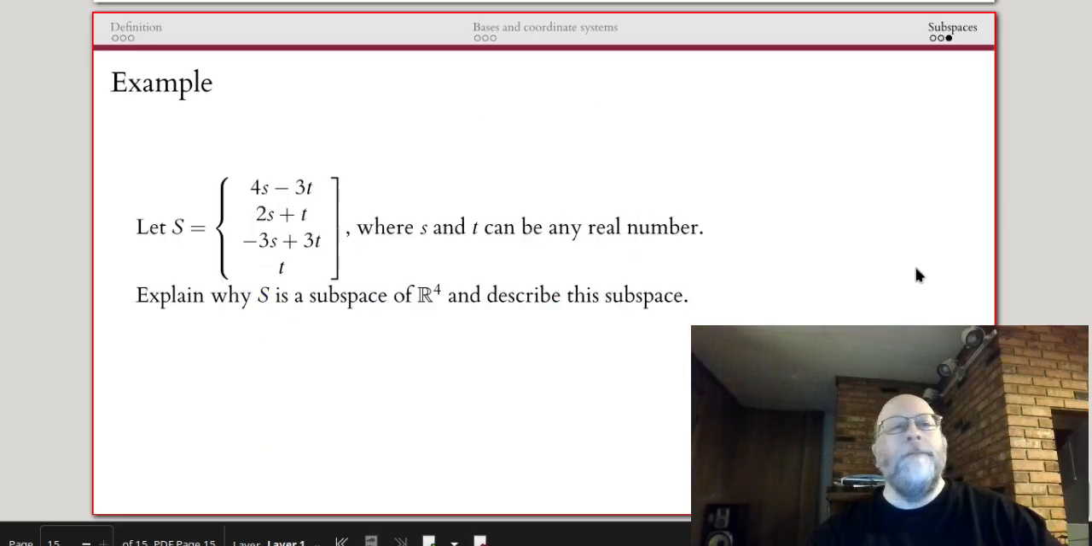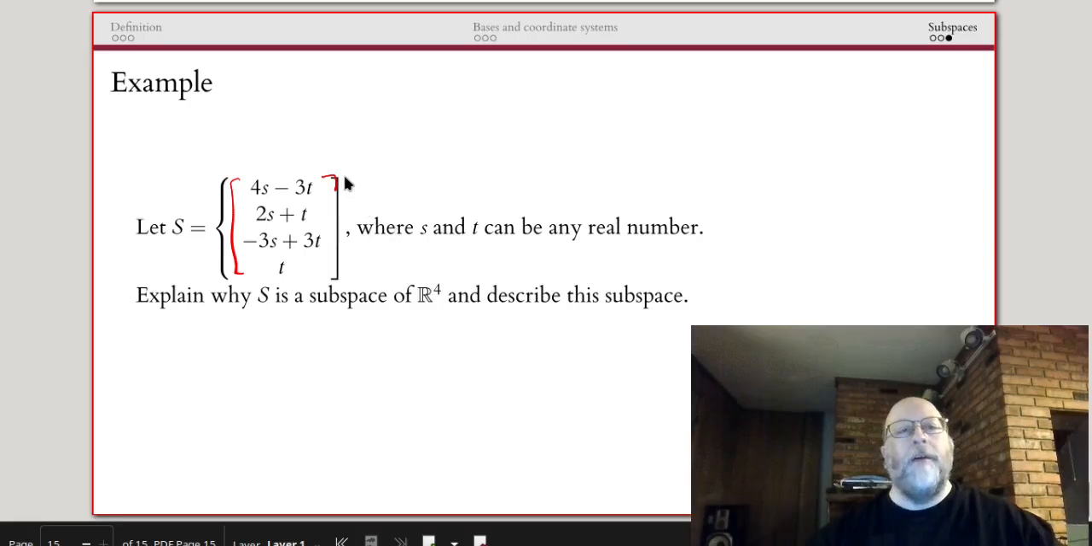Let's do one more. Let S be this set here, where s and t can be any real number. Explain why S is a subspace of R4.